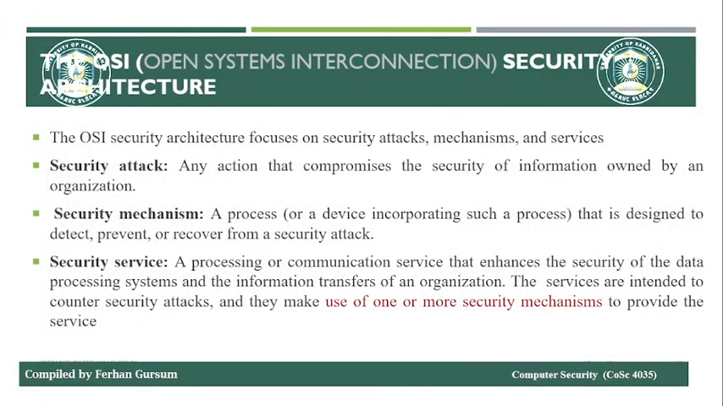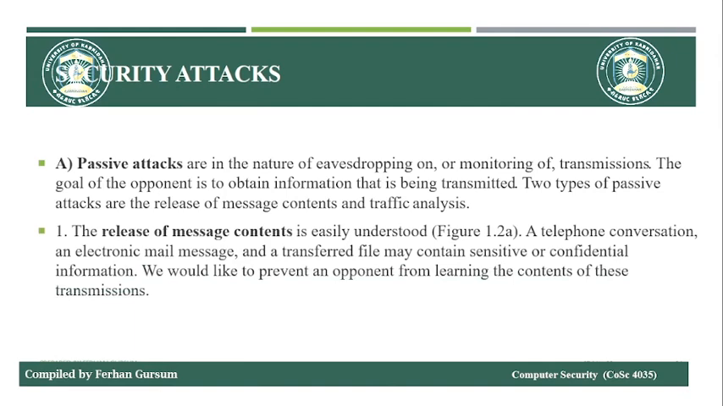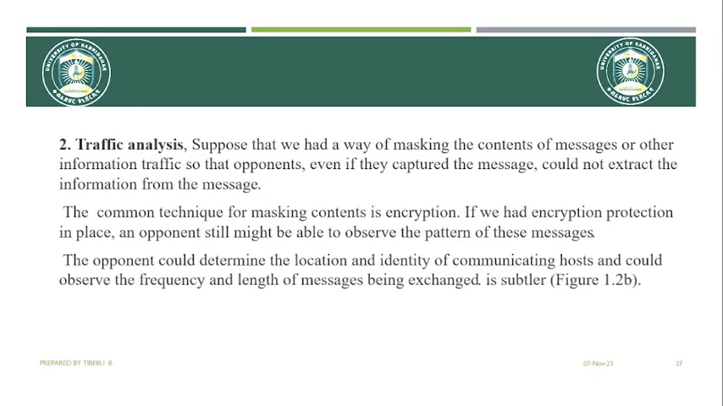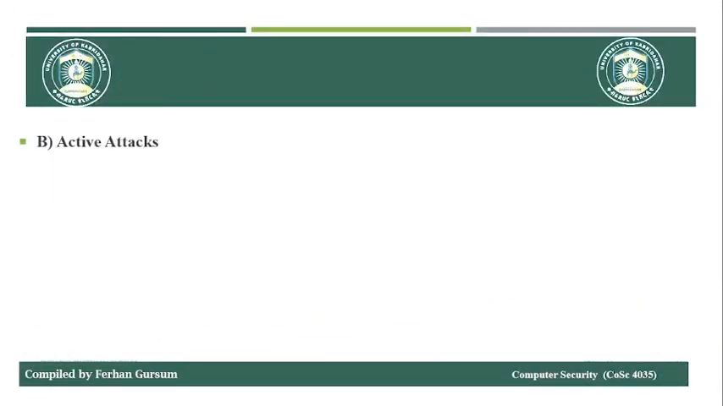እስከዛ እናንተም ትራይ አድርጉ። ከዛ በኋላ ምንድነው የምንጀምረው? The OSI or Open System Interconnection ሴኩሪቲ አርኪቴክቸሩን እናያለን። ሶስት ናቸው። ሴኩሪቲ አታክ፣ ሴኩሪቲ ሜካኒዝም እና ሴኩሪቲ ሰርቪስ እናያለን። ሴኩሪቲ አታክ ስር እንግዲህ አክቲቭ እና ፓሲቭ አታኮች አሉ። as we mentioned earlier we will see them. ፓሲቭ አታክ ስር ምን አለ? ሪሊስ ኦፍ ሜሴጅ ኮንተንት እንደ ትራፊክ አናሊሲስ ይባላል። እሱንም እናያለን። ከዛ we will see also active attacks.